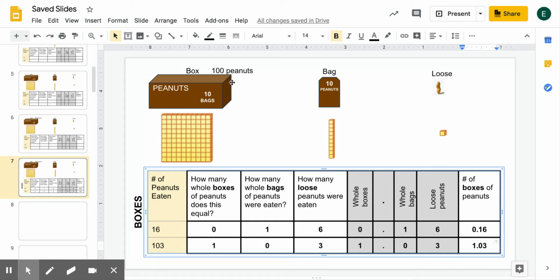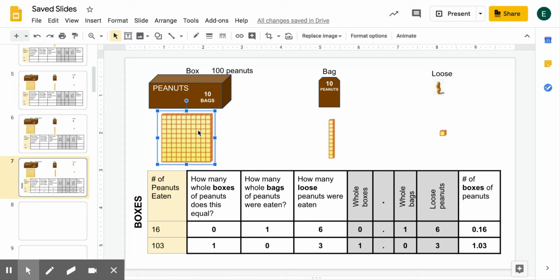Your job is to fill in the rest of the table. Use the pictures to help you. You can use place value blocks if you want to. Just remember, the whole box, this whole flat, represents your whole. Your bags and your loose are your decimal parts.